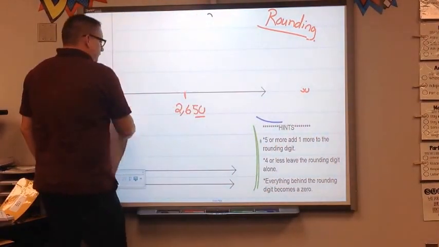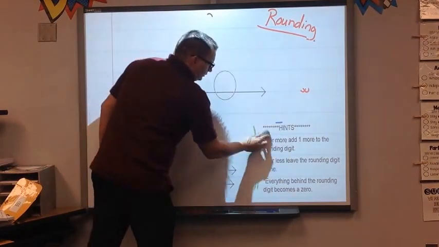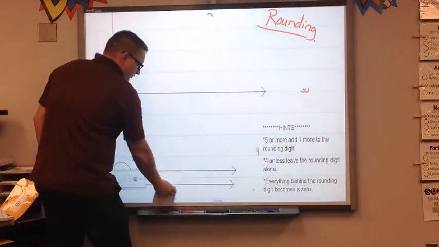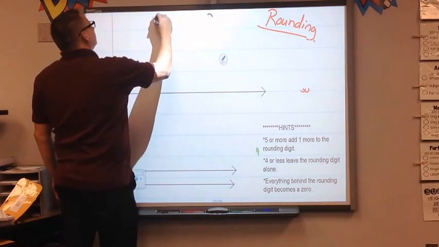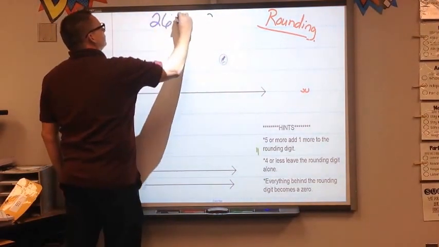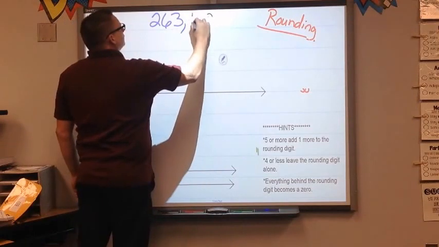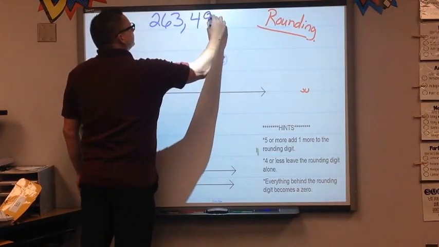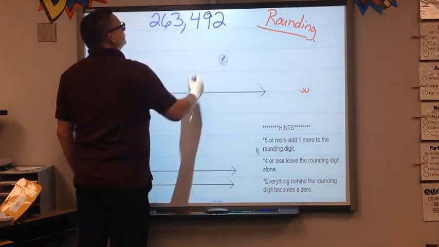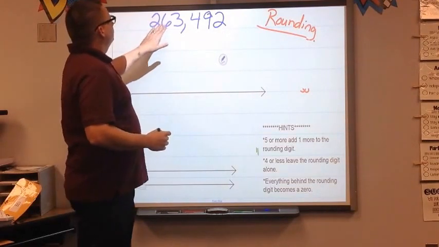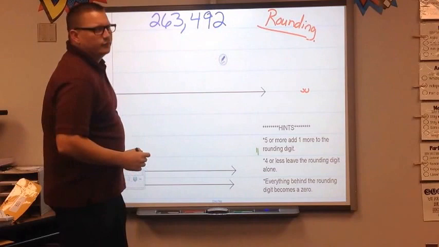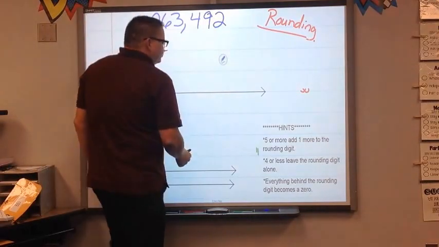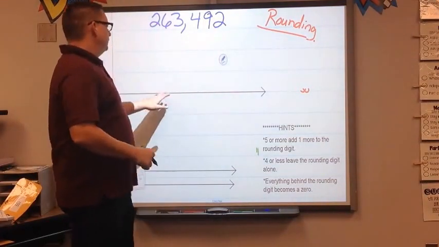Okay, so I know on your little pre-assessment that we took today, you had some big numbers, okay? So let's do something big. Let's go 263,492. Sorry about the black mark, but you can just see 492. Okay. So let's go ahead and write that one down in your notes, and let's make us a new number line.